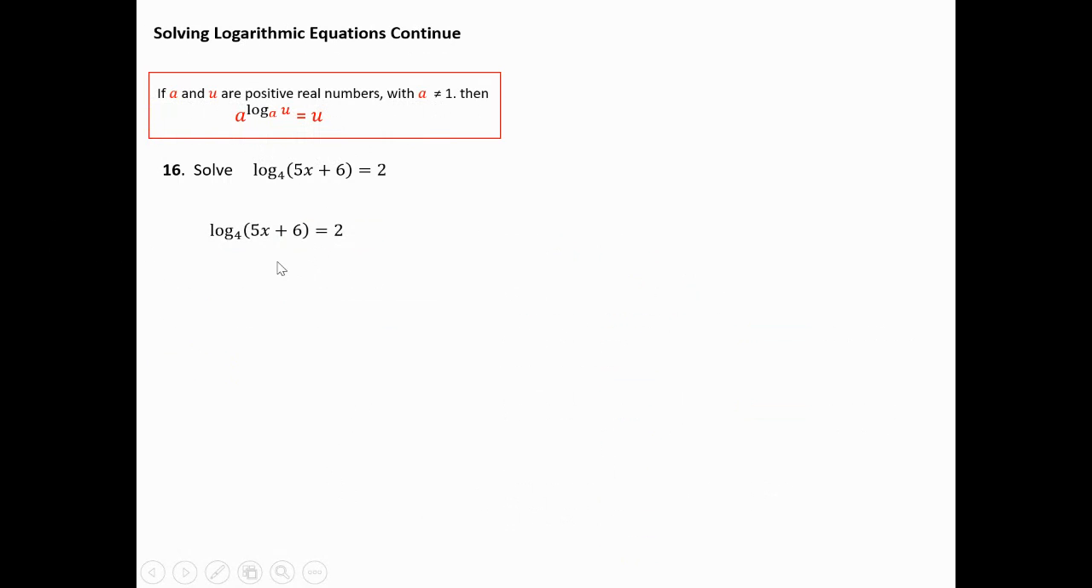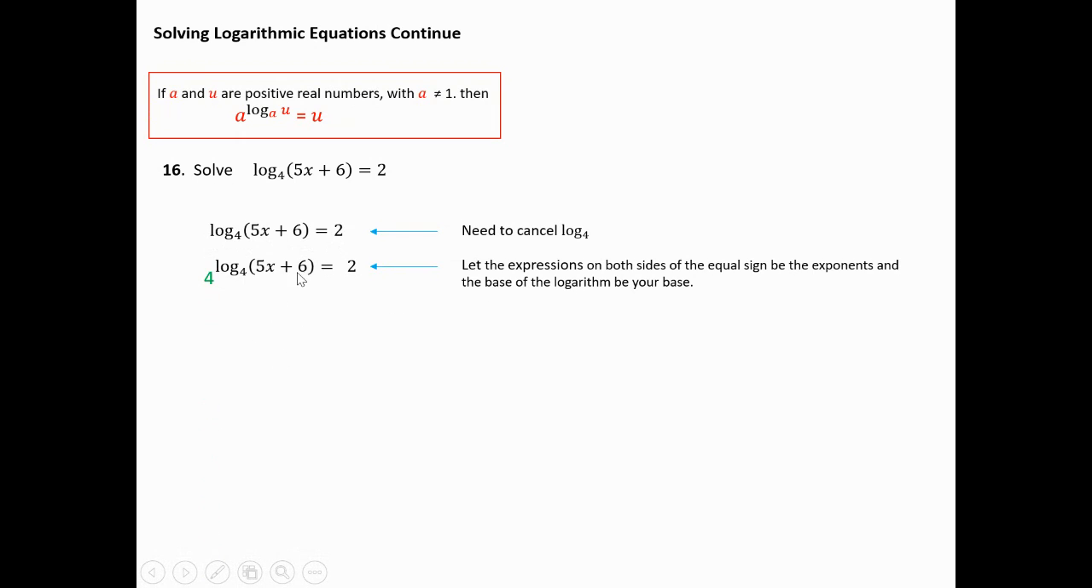Example. I want to get rid of the log of base 4, so I'm going to raise both the left and the right side. This will be my exponent. So it's going to be a big 4 on the left and a 4 on the right. These are my bases now.